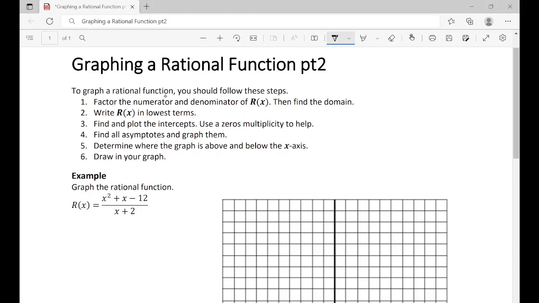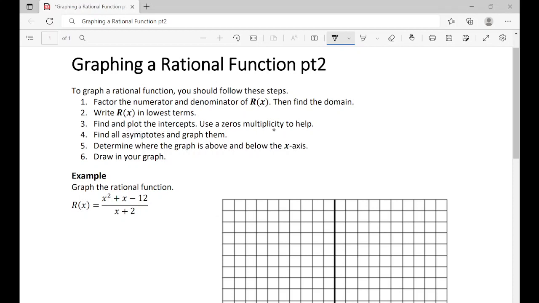To graph a rational function, you should follow these steps. First, factor the numerator and denominator of r of x, then find the domain. Once you factor it, you want to write r of x in the lowest terms. Third, find and plot the intercepts.